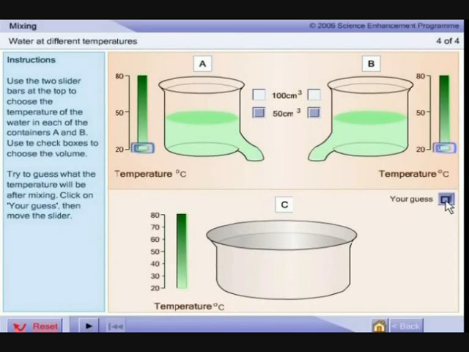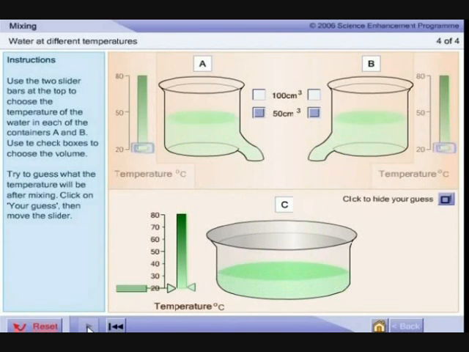Okay, well, the answer is just the same as if it would have been 100 cubic centimeters of each. You're going to mix two lots of 20 together. I'm sure you're going to end up with 20. Let's try this. Yeah, that's great.